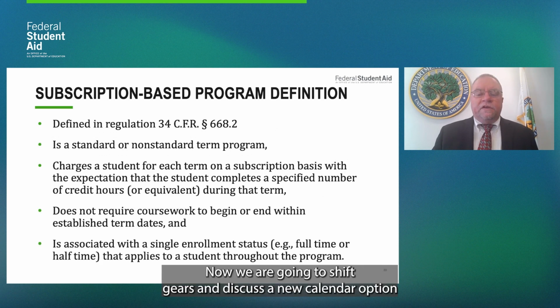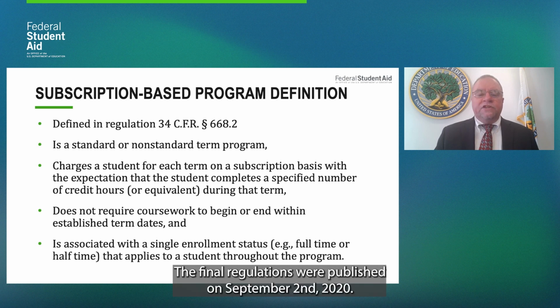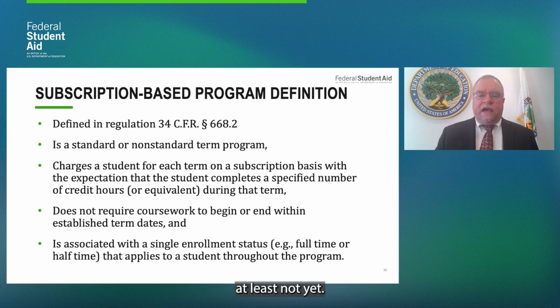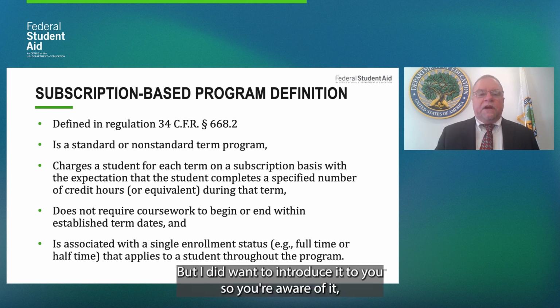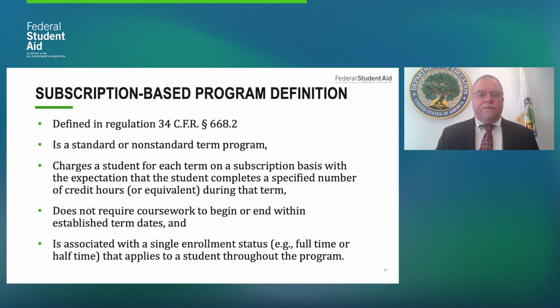Now we are going to shift gears and discuss a new calendar option that was established in regulations that were effective on July 1st, 2021. The final regulations were published on September 2nd, 2020. This is not a common type of academic calendar for Title IV purposes, at least not yet, and I'm guessing that almost none of you have a calendar like this, but I did want to introduce it to you so you're aware of it, especially if you have programs that may fit with this model.